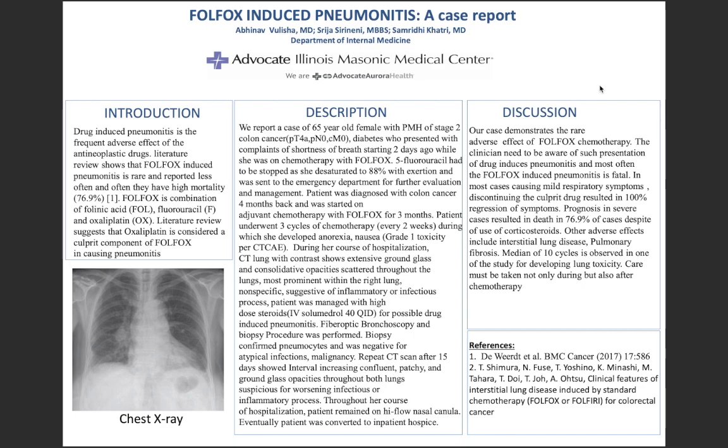It is very important for a clinician to understand the adverse effects of Folfox before it has been started, and also monitor for lung toxicity moving forward while the patient is getting the chemotherapy. That is about that.